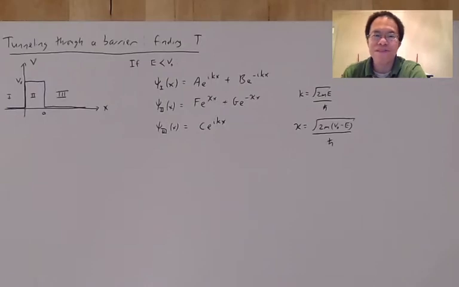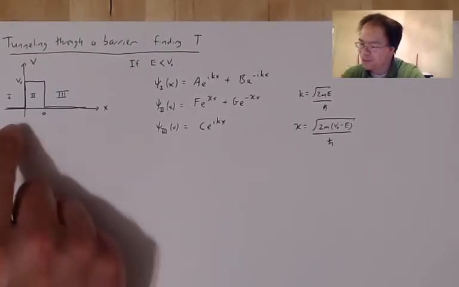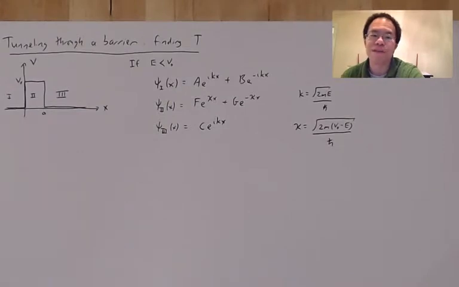Hello, so in this bonus video, we're going to look at calculating the transmission coefficient for tunneling through a barrier when the energy is less than the height of the potential barrier. As we discussed in the main part of class, this is our potential energy that we're dealing with.